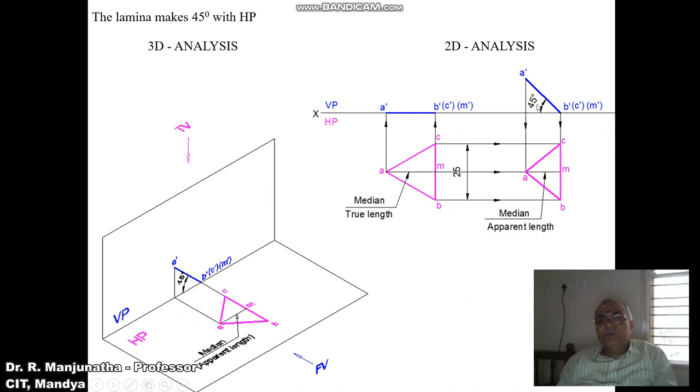So that is what we have shown here. As the surface becomes inclined to HP at 45 degrees, the median is going to get the apparent length because the length of this median will be greater than the length of this median. Here the surface is inclined to HP but perpendicular to VP. So that is the reason we are getting a line in the front view. And also as the surface becomes inclined and the median is on that surface, you are going to get the apparent length.